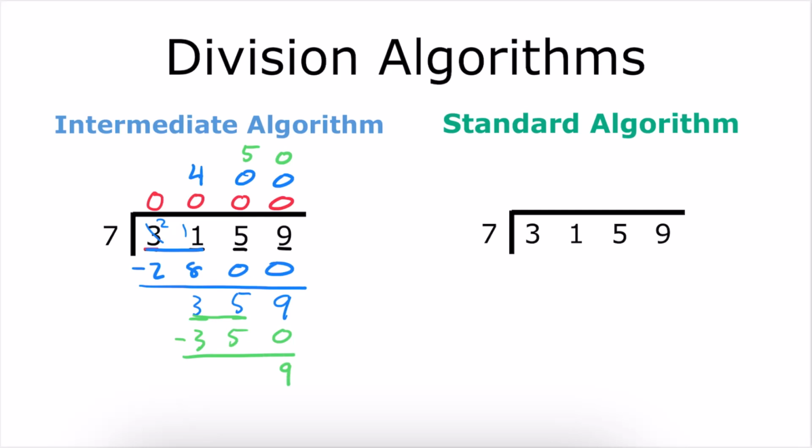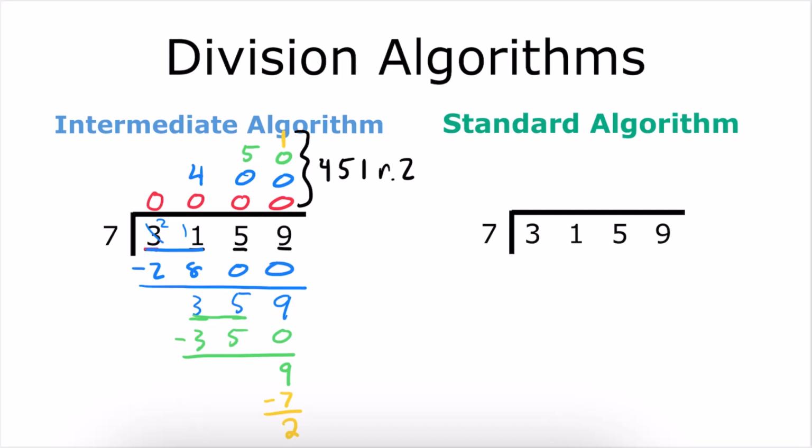And if I have 9 ones left to divide among 7 groups, I can just put 1 in each group. 1 times 7, because I only put 1 in each group, means that I've taken care of 7 of my ones, and I have 2 ones left over. And so my answer in this case would be 0 thousands, 4 hundreds, 5 tens, and 1 one, and I would have a remainder of 2. So that's what the intermediate algorithm looks like.